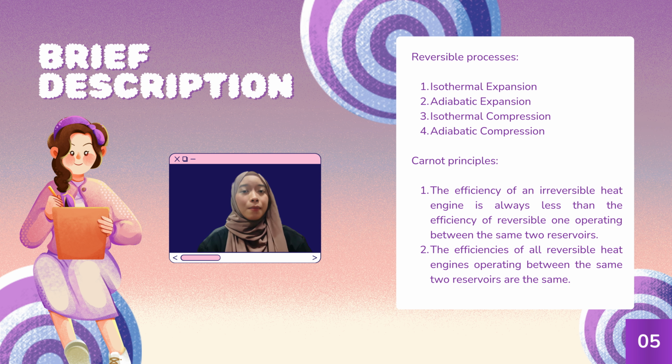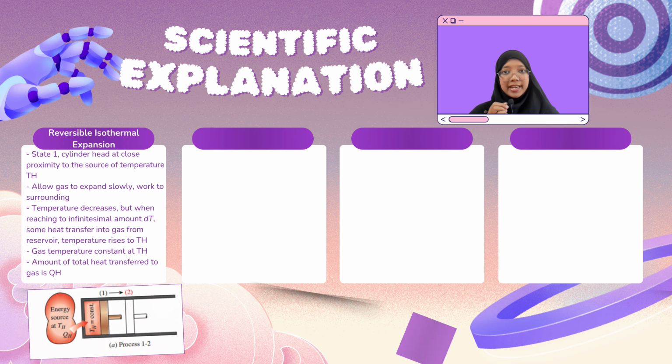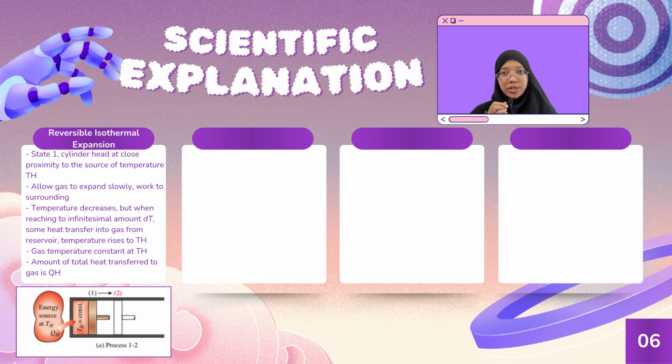There are two statements by Carnot principles. The first one is that the efficiency of an irreversible heat engine is always less than the efficiency of a reversible one operating between the same two reservoirs. And the second one is that the efficiencies of all reversible heat engines operating between the same two reservoirs are the same. The diagrams display the processes mentioned.